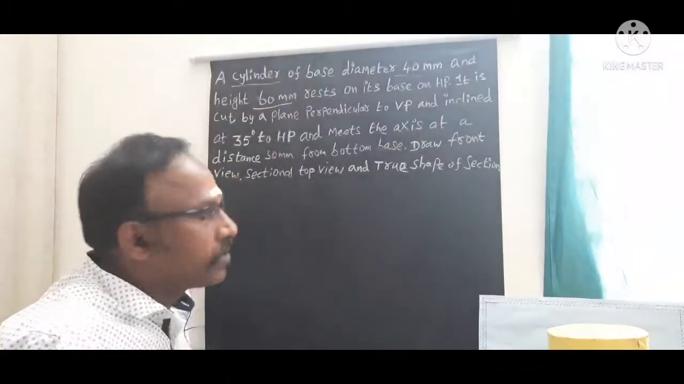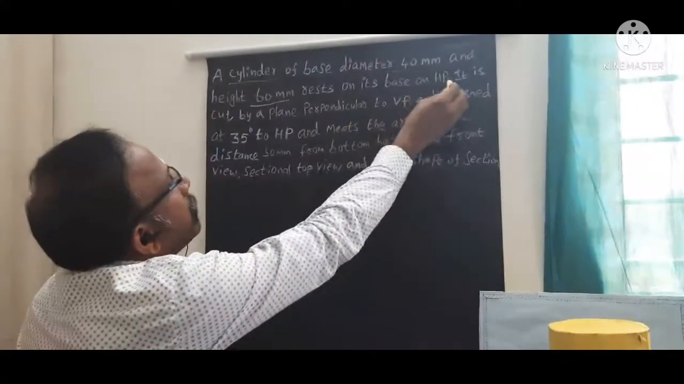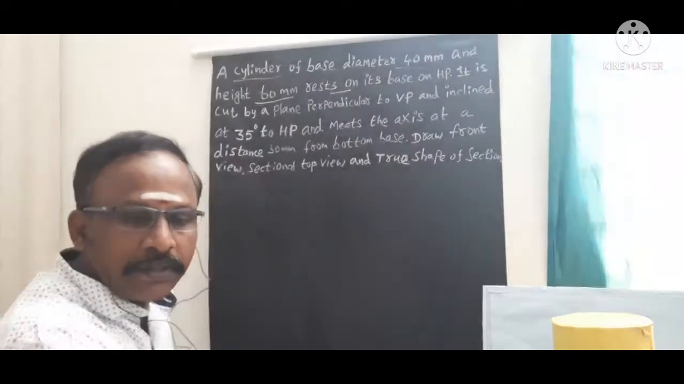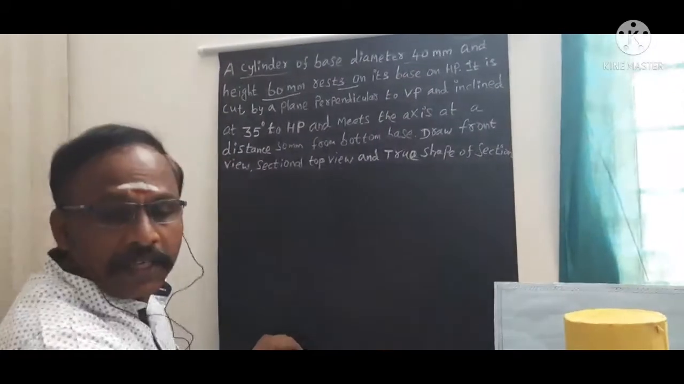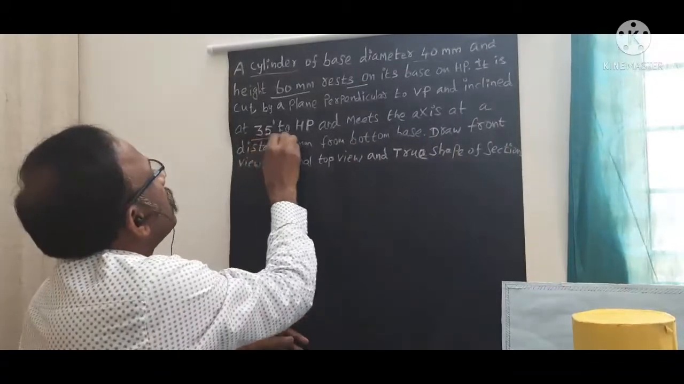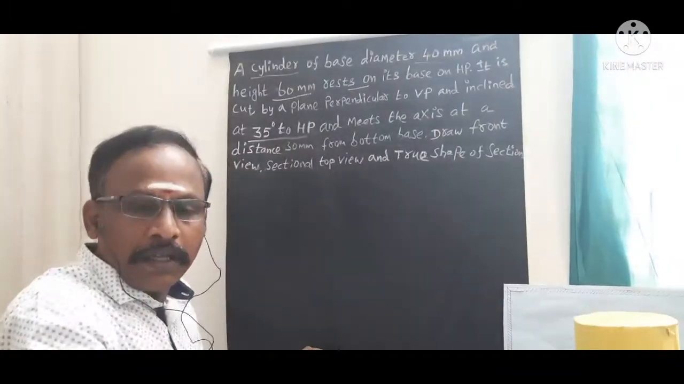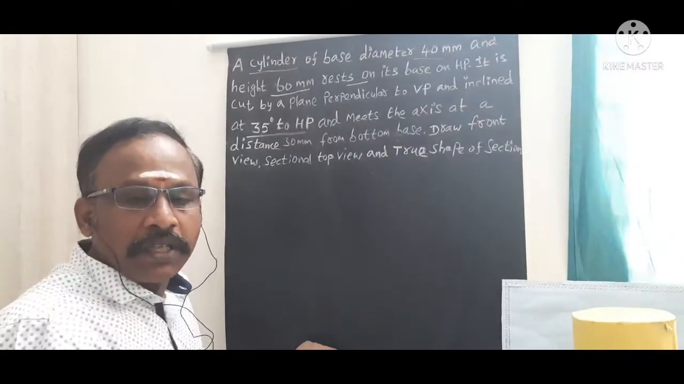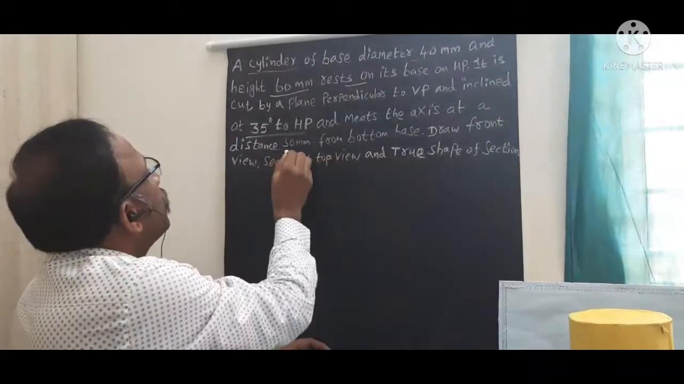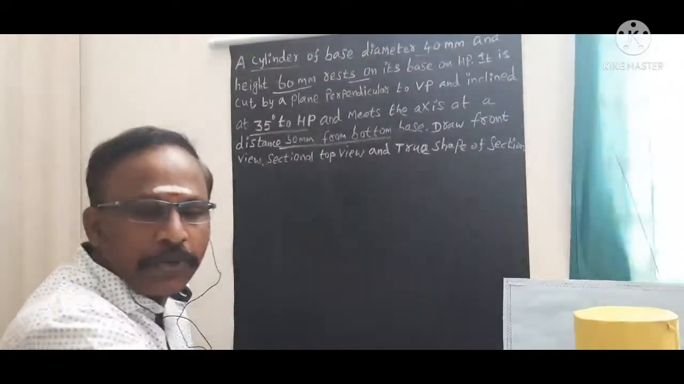Third question, object orientation. It rests on its base on HP. Then the fourth question, the angle of inclination with HP. It is given as 35 degrees to HP. Then the position of the section plane. The position of the section plane is 30 mm from the base. These are the 5 questions we need to answer.